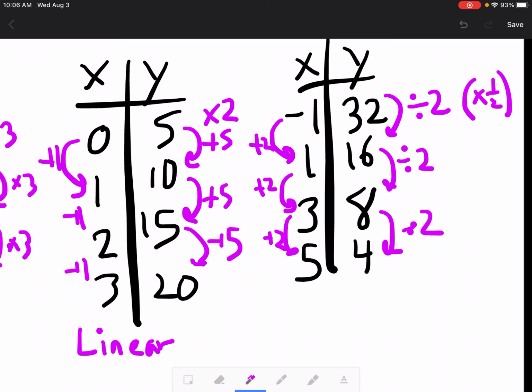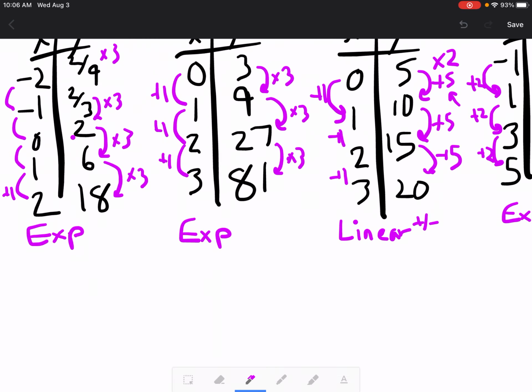But the main thing is when we're looking at x and y tables, we want to check to see what's happening in that y column. Is there a constant thing that we're either adding or subtracting, or is there something that we're constantly multiplying or dividing? Linear boils down to adding or subtracting, whereas exponential is when we're multiplying or dividing by something. Okay, so now we've identified, let's work on that final piece, which is writing.